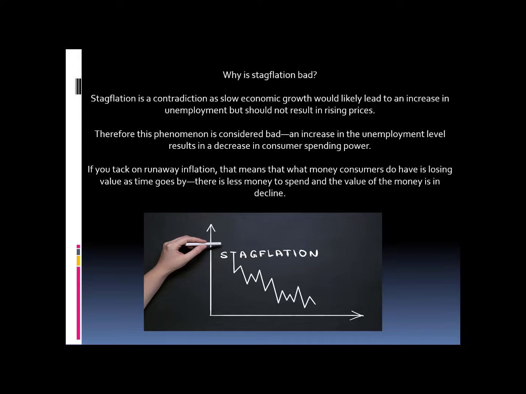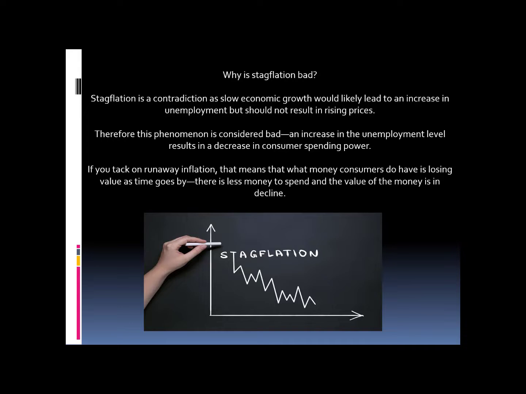stagflation as a contradiction, as a slow economic growth would likely lead to an increase in unemployment but should not result in rising prices. The only difference this time is that with the amount of money flooding the markets, that's why you see as a consequence rising prices. Therefore, this phenomenon is considered bad. An increase in the unemployment level results in a decrease in the consumer spending power. If you take on runaway inflation, that means that what many consumers do have is losing value as time goes by. An example, if you look at the United States or Europe, the inflation rate is around 4 to 5%.